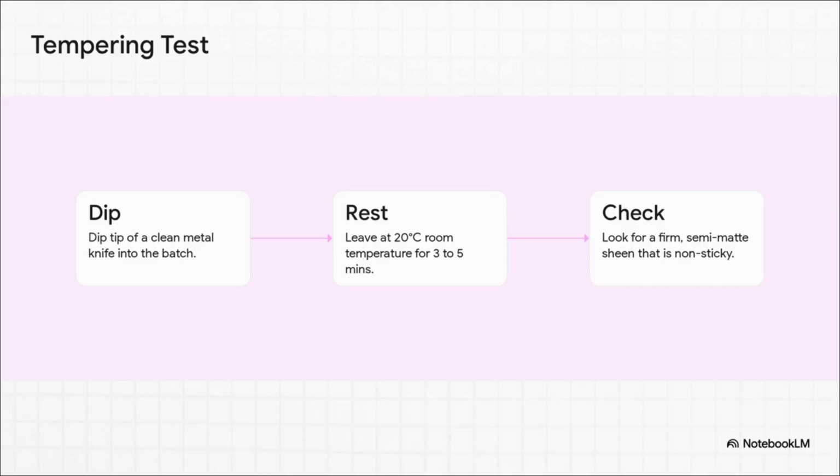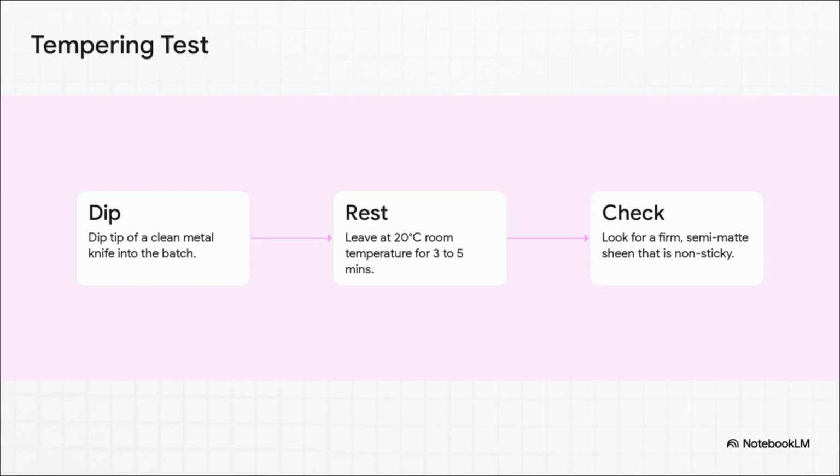Now, let's shift to a more practical mindset. We have our crystals forming, we followed the matrix perfectly, but how do we definitively know it actually worked? Well, before you ever pour your chocolate into expensive silicone or polycarbonate molds, you have to verify the chemical structure. Executing a tempering test is a straightforward 3-step scientific process. First, you just dip the tip of a clean metal palette knife or spatula right into your working batch of chocolate. Second, set it down and leave it at a controlled room temperature of about 20 degrees Celsius for 3 to 5 minutes. Third, observe the results.